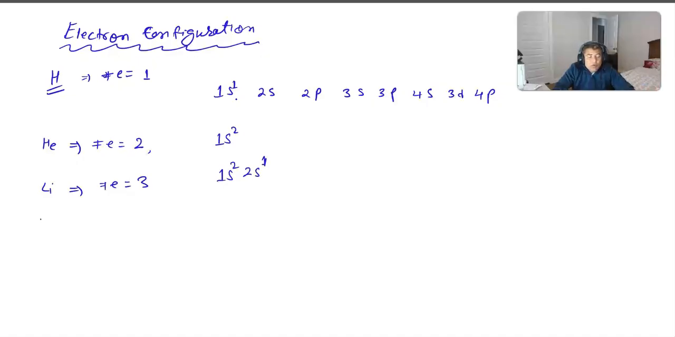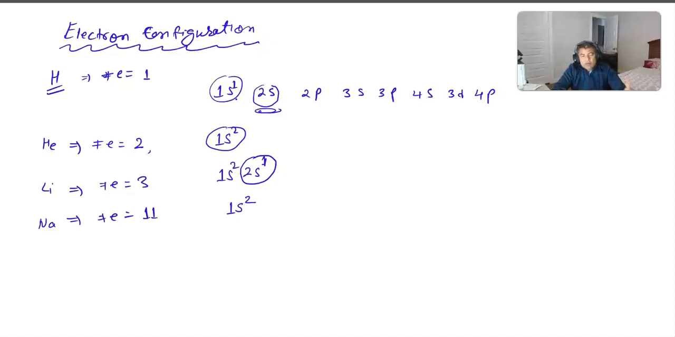Now let's say sodium. I will go directly to sodium. Sodium has number of electrons equal to 11, right? So how does it work? Look at that, lithium ends at s, hydrogen ends at s, helium also ends at s, right? They are ending at s. Now sodium, let's say sodium 11. 1s2, we have consumed 2, then 2s comes, right?